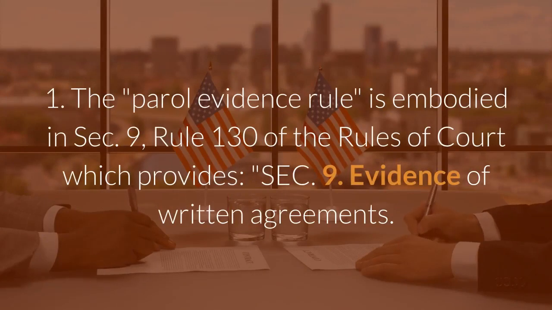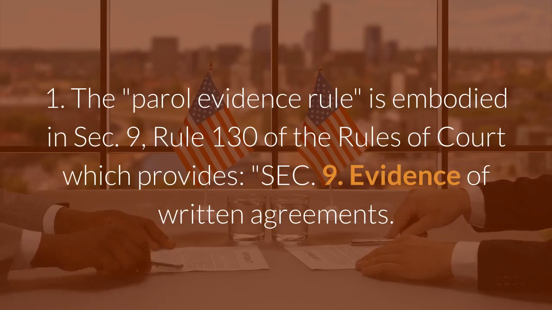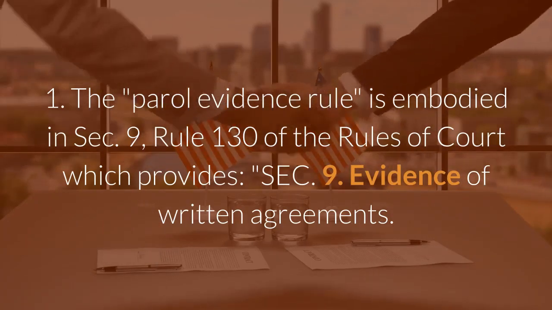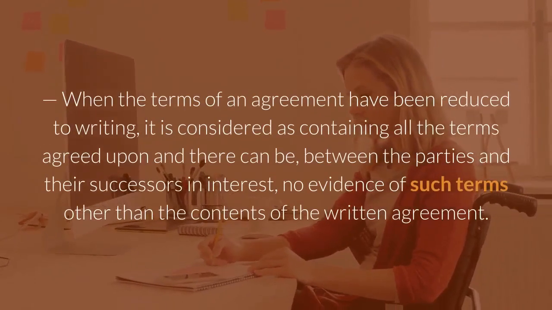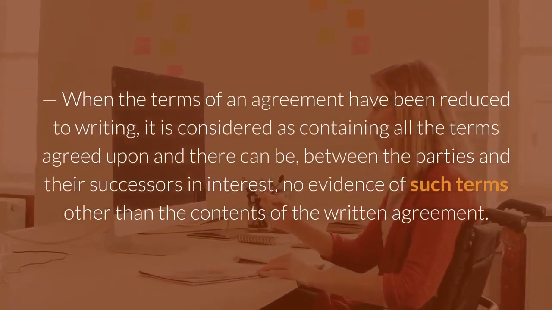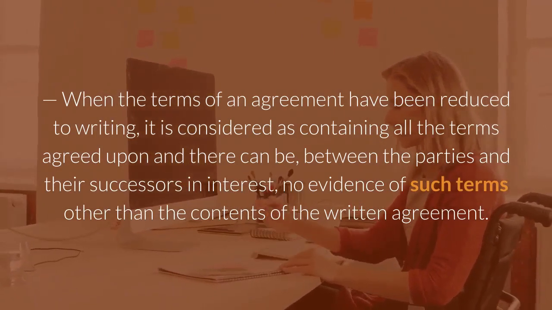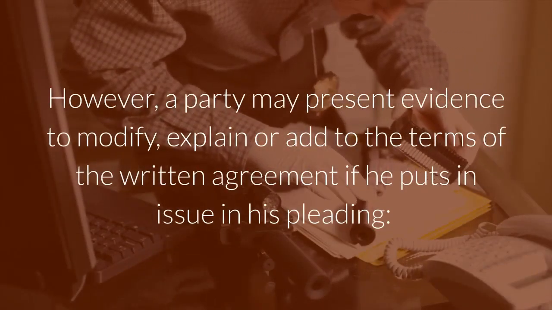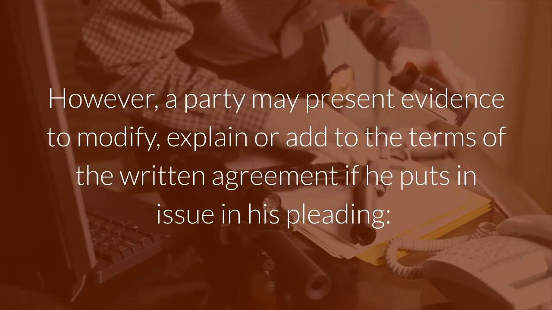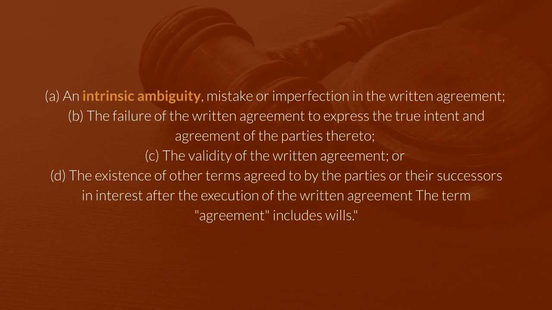1. The Parole Evidence Rule is embodied in Sec. 9, Rule 130 of the Rules of Court, which provides: SEC. 9. Evidence of written agreements. When the terms of an agreement have been reduced to writing, it is considered as containing all the terms agreed upon and there can be, between the parties and their successors in interest, no evidence of such terms other than the contents of the written agreement. However, a party may present evidence to modify, explain or add to the terms of the written agreement if he puts in issue in his pleading: (a) an intrinsic ambiguity, mistake or imperfection in the written agreement; (b) the failure of the written agreement to express the true intent and agreement of the parties thereto; (c) the validity of the written agreement; or (d) the existence of other terms agreed to by the parties or their successors in interest after the execution of the written agreement. The term agreement includes wills.